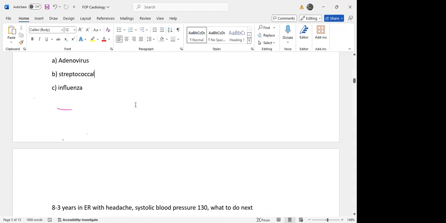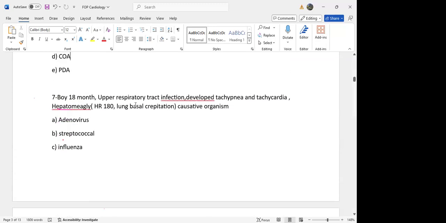Next, this is a boy, 18 months old, with an upper respiratory tract infection. Initially, they have an upper RTI. Then they develop tachypnea, tachycardia, hepatomegaly with basal crepitation. Tachycardia is a heart rate of 180. So what could be the causative organism in this case? What is the diagnosis initially?